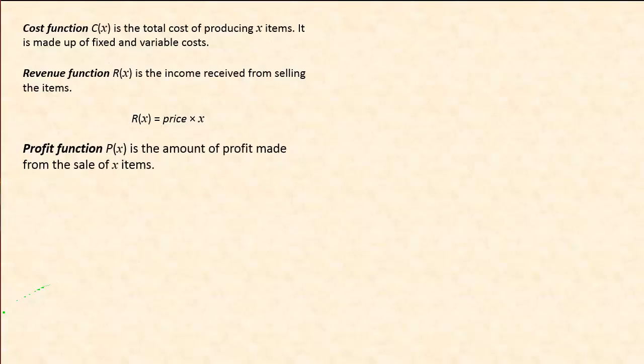The profit function P of X is the amount of profit made from the sale of X items. So P of X is equal to R of X minus C of X. Note here that we've produced and sold X items. We haven't got extra items. It is C of X just here.